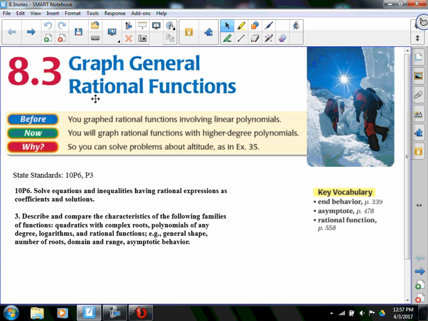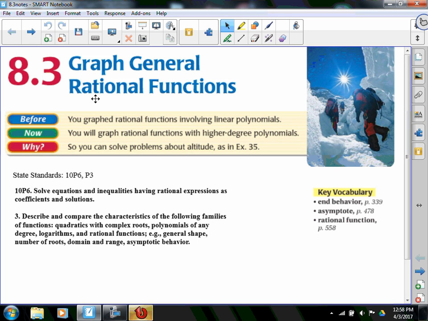So, last week we graphed simple rational functions. Those were hyperbolas. This week the things that we're going to graph look like they belong in health class. Or biology, maybe. So anyway, Chapter 8, Section 3, Graph General Rational Functions.